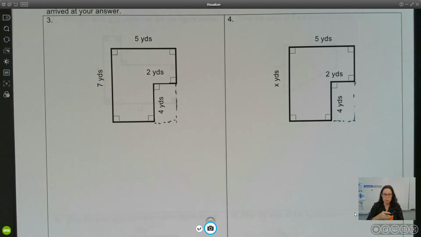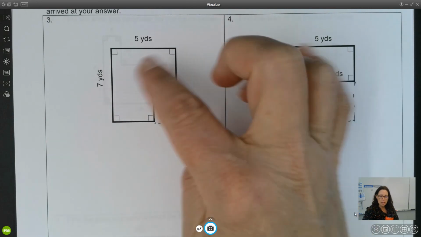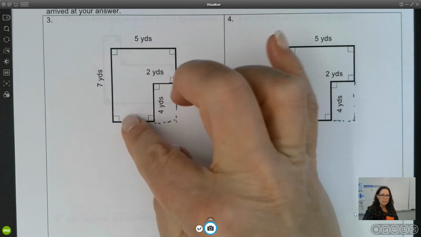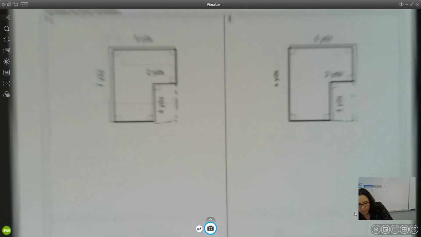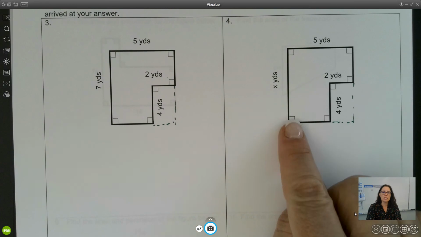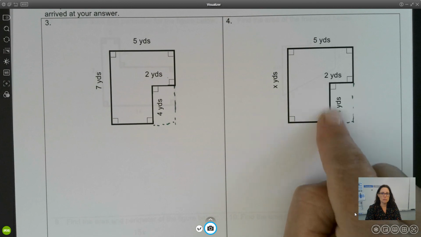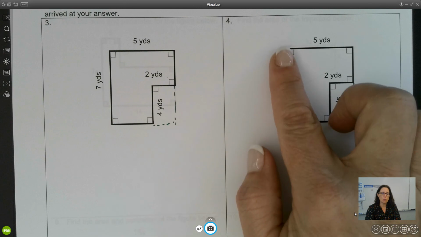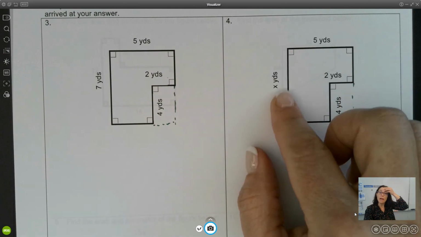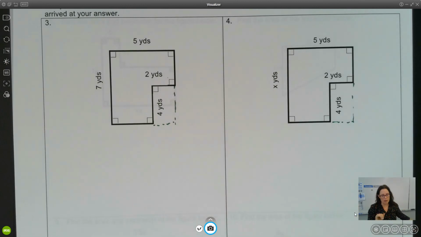You could also draw a line inside here and add these two rectangles together, or a line right here and add these two rectangles together. That works great with this one. It gets a little more complicated with this one being X. If you took this as 4, one of the pieces would be X and one would be 4 minus X. So it gets a little trickier on that one. I would not recommend that way.